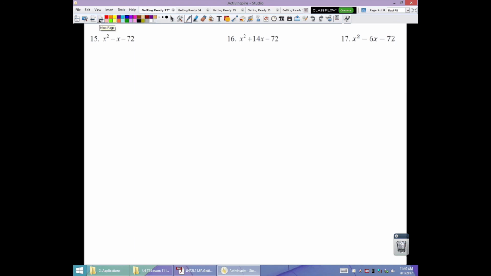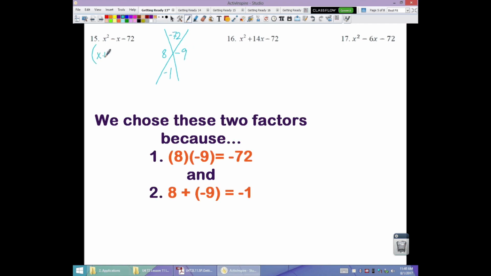All right, number 15. Again, we're going to stick with this, keeping the C term the same for all three problems, and just changing the B, the sum that we're looking for. So in 15, we want product negative 72, sum of negative 1. So that means these factors of 72 have to be different by 1. That would be positive 8 and negative 9. So x plus 8 times x minus 9.